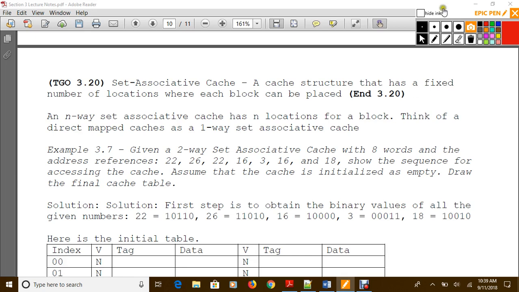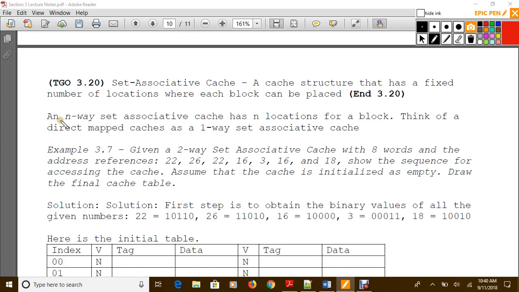So the answer here is, we define that as set-associative cache. It's a good sign that you're thinking about things the right way if you're asking questions either on the next slide or on the next page. That's a good omen. So set-associative cache, we formally define as a cache structure that has a fixed number of locations where each block may be placed.